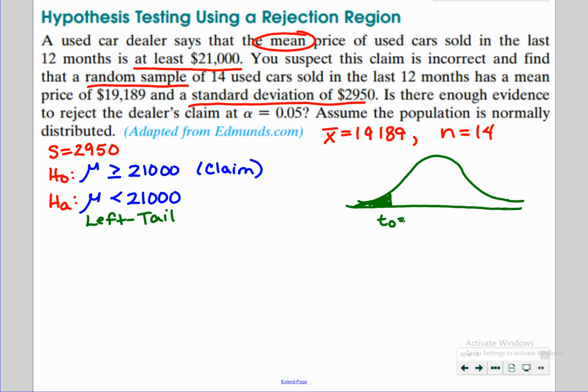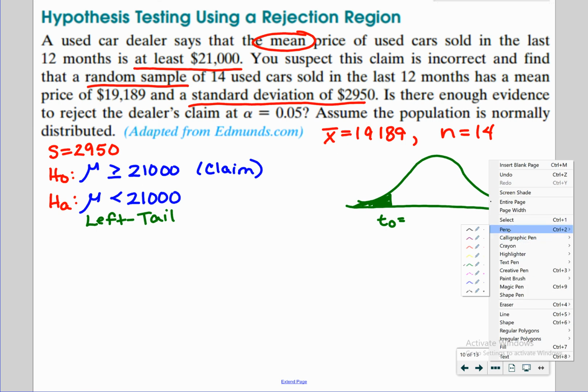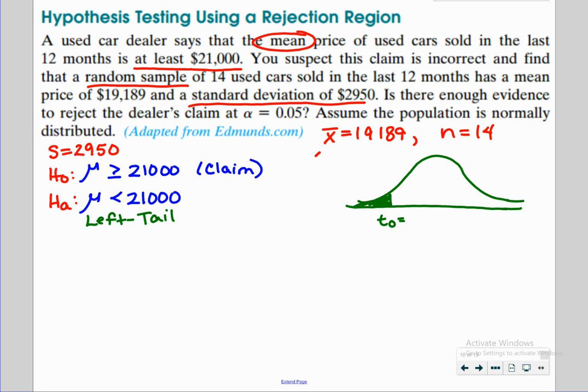Our book uses T sub 0. I like T sub C. You can use either one for this. Okay, in order to find that, we need two more pieces of information we haven't written down. Alpha is 0.05. We know it's left tail, and if we know N, we should also then be able to very quickly get the degrees of freedom. If my N is 14, my degrees of freedom is 13. Okay, and then that's what we're going to look up.